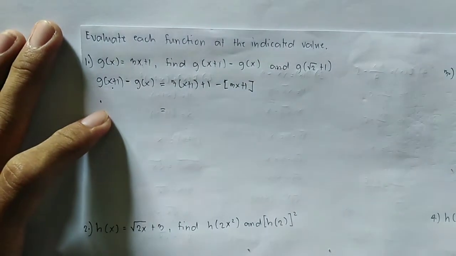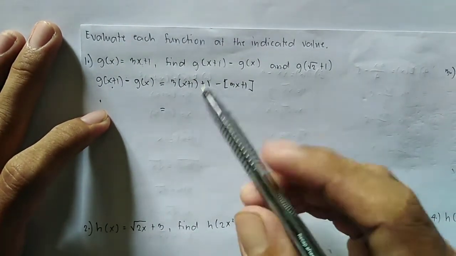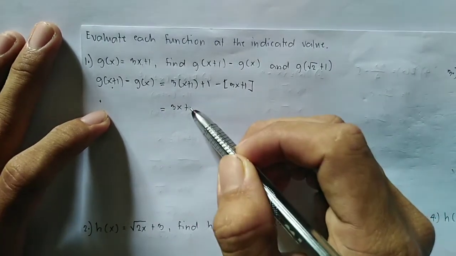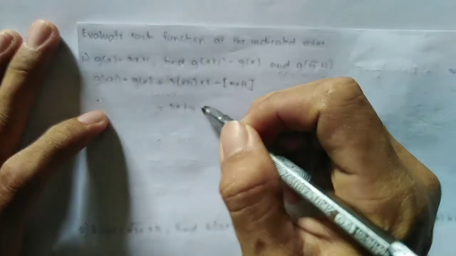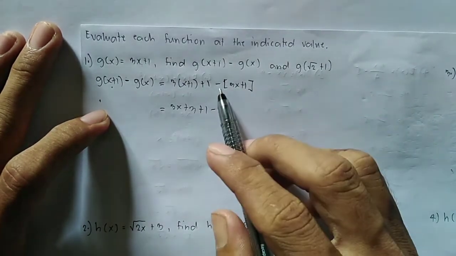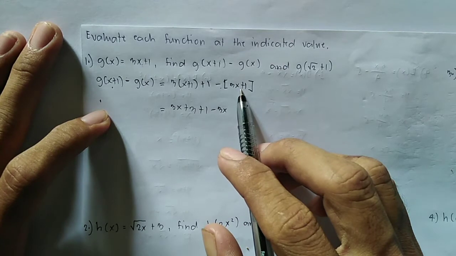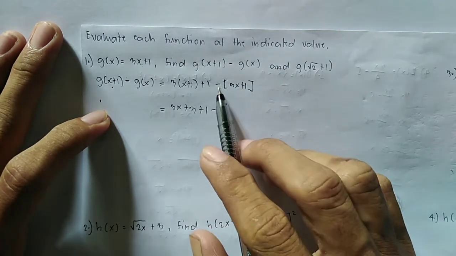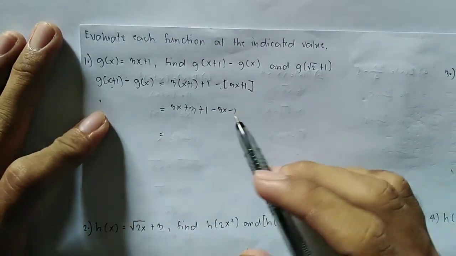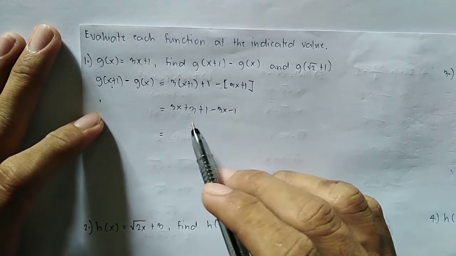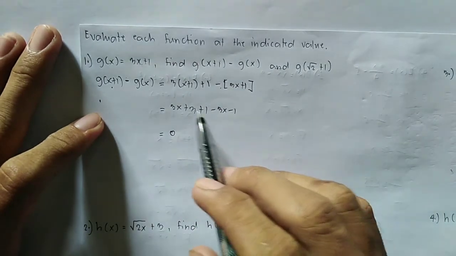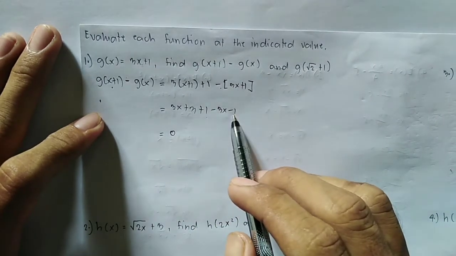Then simplify the result. So 3 times the quantity x plus 1, that is 3x plus 3 times 1, that is 3. Then plus 1 minus 3x. Just distribute this negative sign to the entire expression, which is 3x plus 1. So negative 3x, then negative 1. We have to simplify. We have to combine like terms. 3x minus 3x, that is 0. Then we have 3 plus 1, that is 4, minus 1, that is 3.